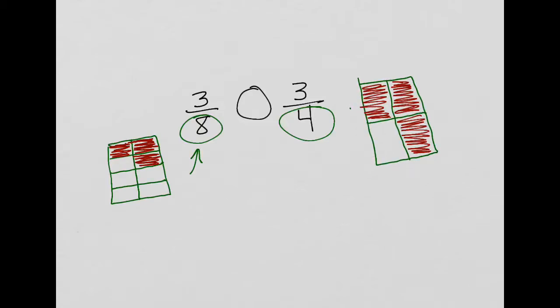Okay, so which one has bigger pieces? 3/8 or 3/4? If you said 3/4, you are correct. So you need to think about the bottom number as being how many pieces it's divided into, like the cake. Just think of a cake. This one is divided into 8 pieces. That means the pieces will be smaller than if the cake is divided into 4 pieces.